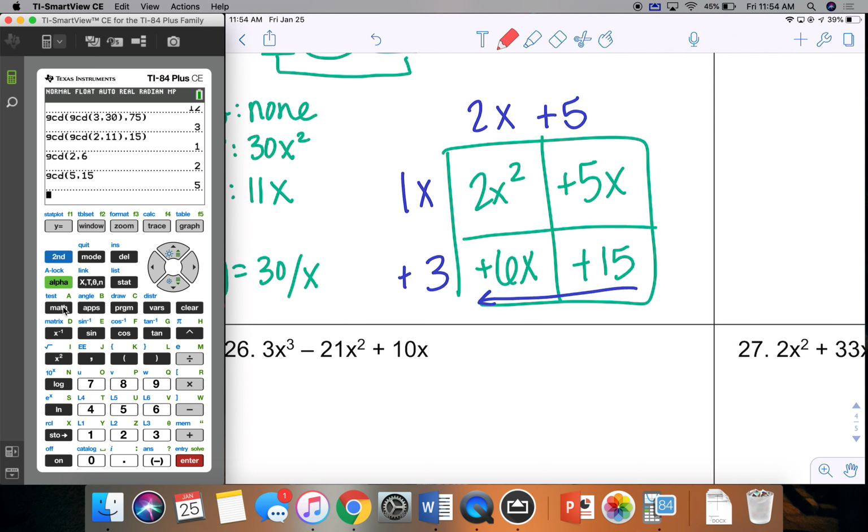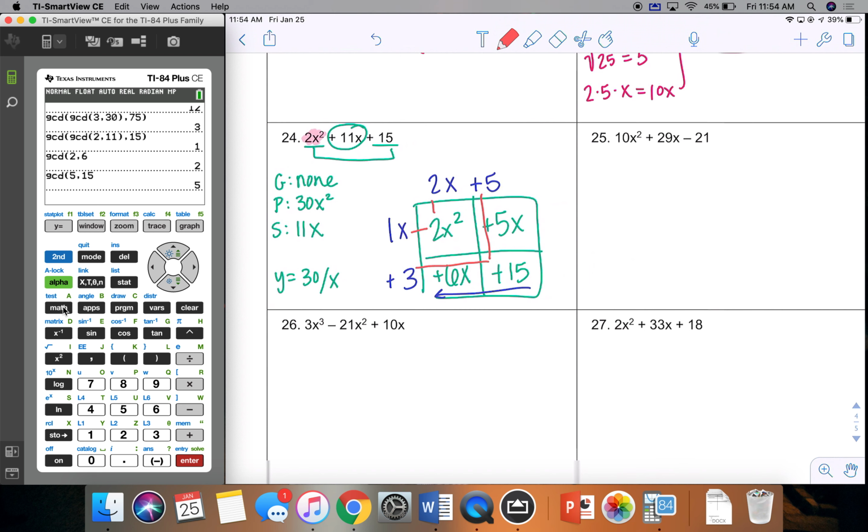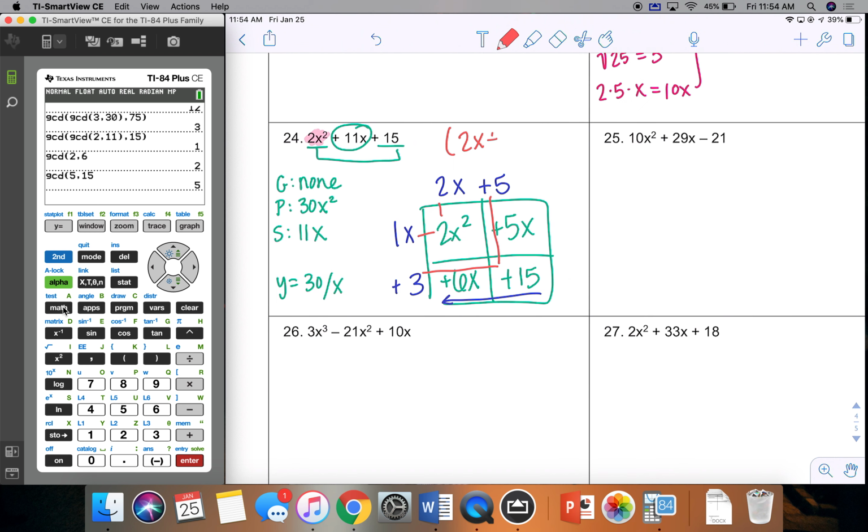If you do a quick check, 1x times 2x is 2x², 3 times 5 is 15. So my answer is 2x plus 5 and x plus 3. Remember, the order in which you write your factors does not matter as long as 2x and 5 stay in a parentheses together and x and 3 stay in a parentheses together.